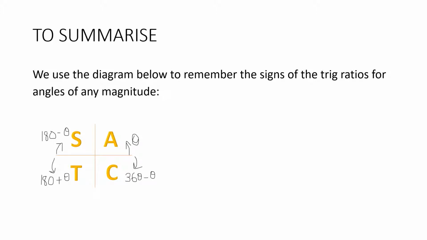Now, the only other thing to remember is that this is for angles of theta. These are angles of 180 minus theta. This quadrant is for angles of 180 plus theta, and this one is angles 360 minus theta.